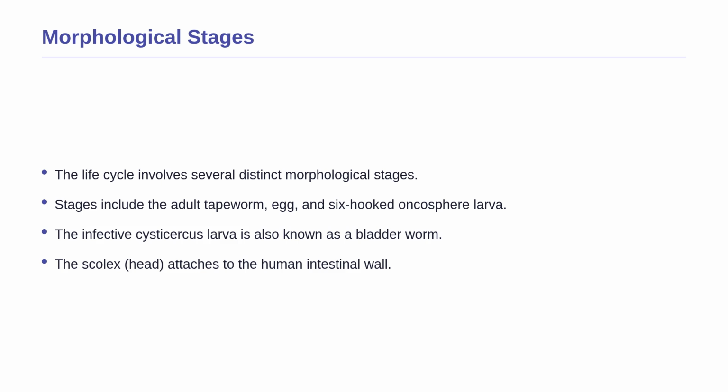When a human consumes raw or undercooked pork containing this Cysticercus, the larva's head, called a scolex, attaches firmly to the intestinal wall. From there, it begins growing into a long adult tapeworm, thus completing the cycle. Understanding these stages is crucial for identifying how the infection spreads.